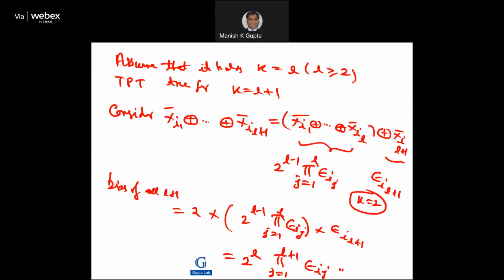Now, here by the induction hypothesis, the result is true. So I will assume that the expression is like this from the induction hypothesis. And for the last bit, I can compute it as epsilon I L plus 1, right? So the bias of all L plus 1 bits will be 2 times this expression times epsilon I1, I2, right? And so we simplify, we get the result that we wanted.